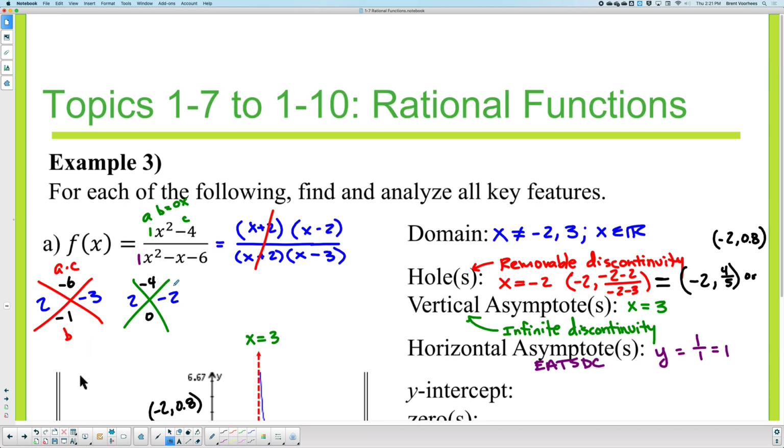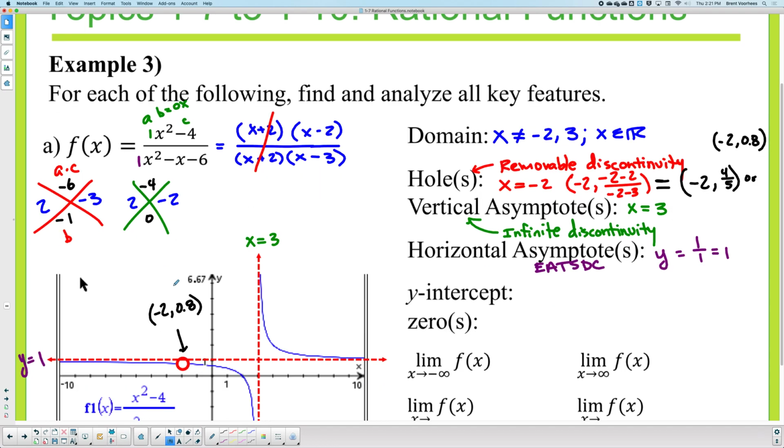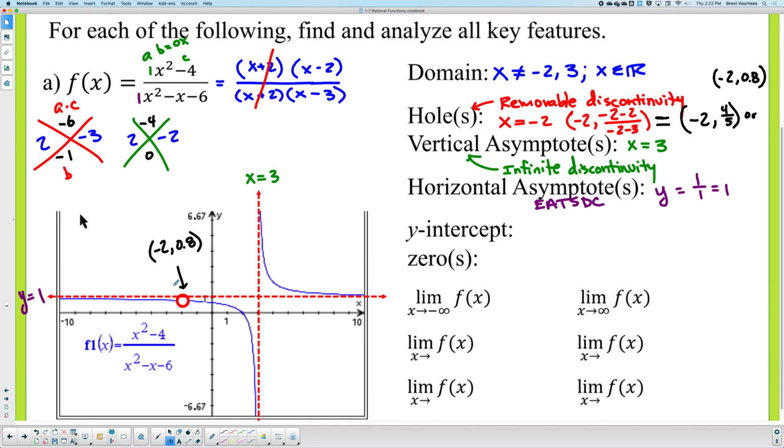All right, let me pick back up where we were. Where were we? Right here. Almost done. Y-intercept. How do you get a y-intercept? Say again. How do we get a y-intercept?